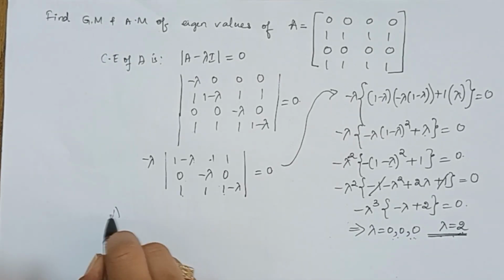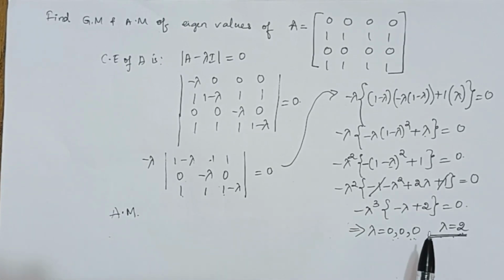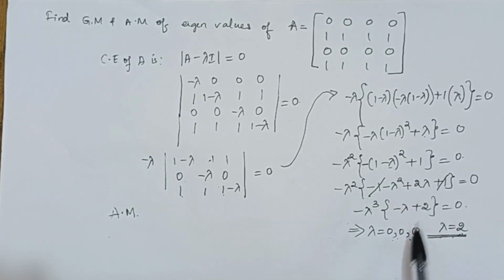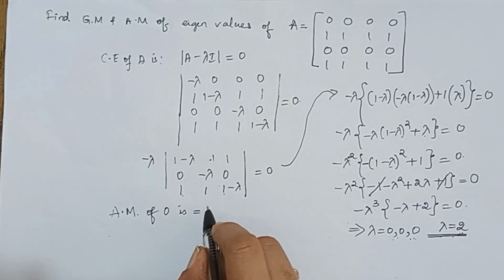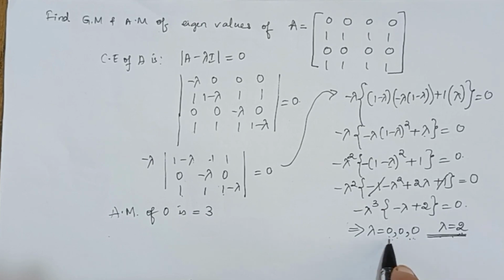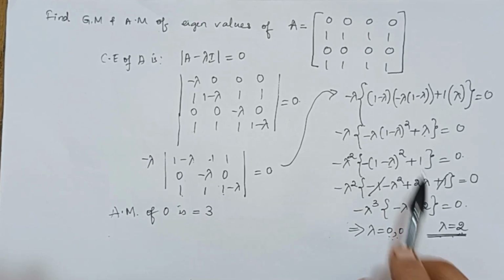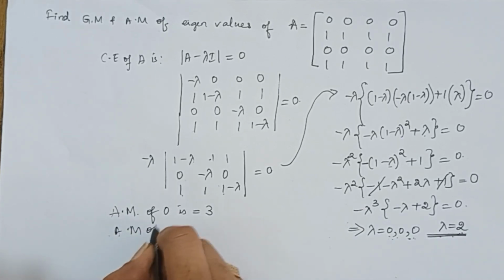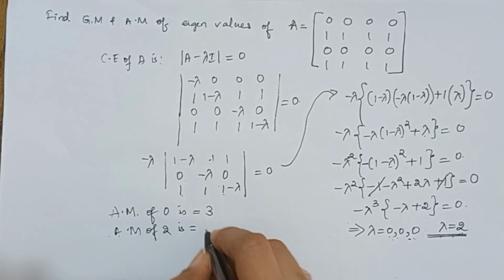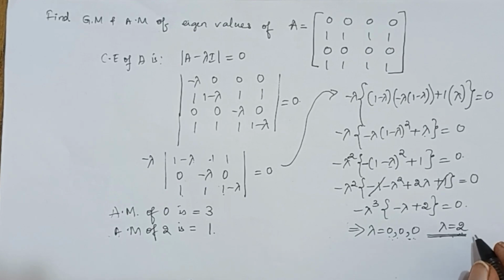Therefore algebraic multiplicity means how many times the root or eigenvalue is repeated in the characteristic equation as a root. So algebraic multiplicity of 0 is equal to 3, because it is repeated 3 times as an eigenvalue in the characteristic equation. Next, algebraic multiplicity of 2 is equal to 1. It is repeated only once. So this is how we find algebraic multiplicity.